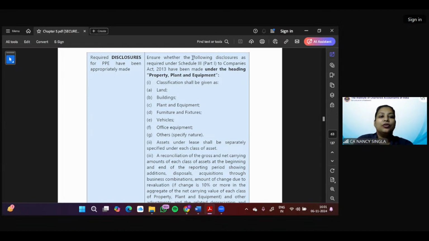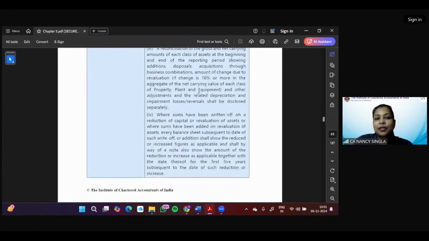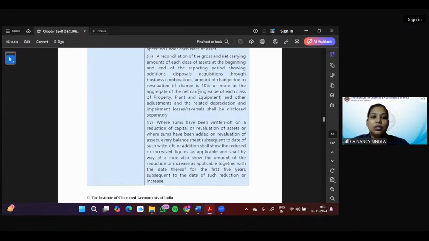Simple. Now the third point says that the company is going to disclose a reconciliation of the gross and net balances that existed at the beginning of the period and at the end. That is, what was the gross or the net carrying amount with respect to that opening amount, then additions during the year, any asset that has been acquired through acquisitions or mergers, or any disposal during the year. Also, the amount of change due to revaluation will be shown here.